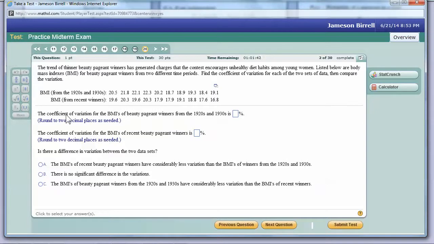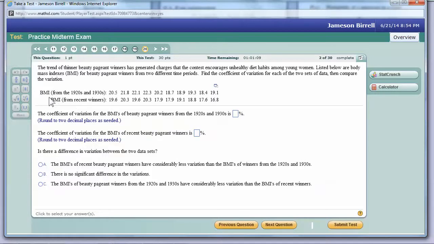Coefficient of variation, page number is 105. It is the way that we can compare different sets. We compare variation in different sets by a percentage, using a percentage model, when the different sets have either different units of measure, like one might be measuring pounds and one might be measuring inches, or when their means are very different from one another.